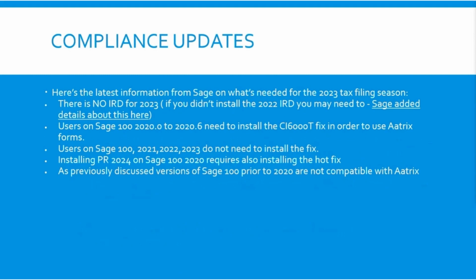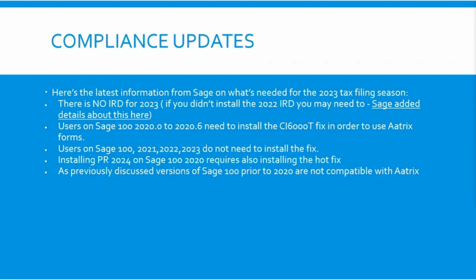So let's talk about compliance. This really lays its hands on payroll more than anything else. Yeah. So in terms of year-end compliance updates from Sage, in years past, we've had what they call IRDs, which are year-end program changes to accommodate 1099 changes or W-2 changes, that kind of thing. There is no year-end IRD, which is good news. So there's nothing that's going to need to be done in terms of an installation for year-end.